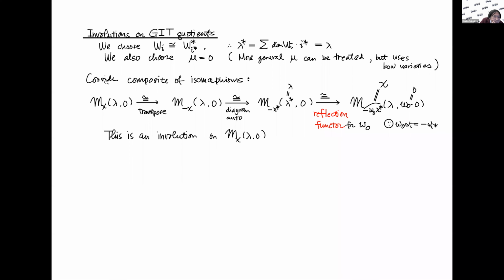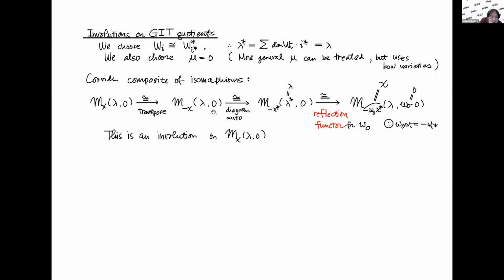Then I consider the composite of the following isomorphisms. I choose the GIT quotient with chi, lambda, zero. Then, as in the categorical quotient case, I take the transpose. So lambda and mu are not changed, but the stability parameter chi for the GIT quotient is changed to the opposite one. If chi is a product of determinants, then the opposite one is the product of inverses of determinants.